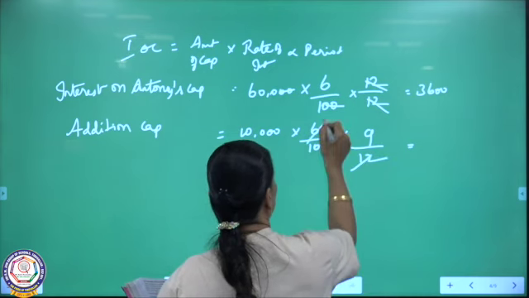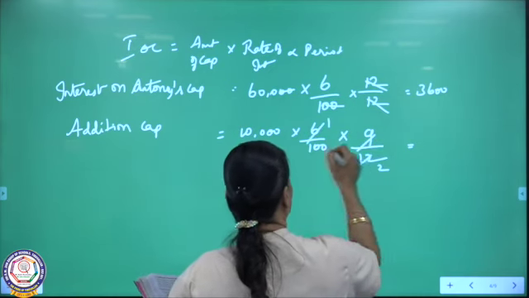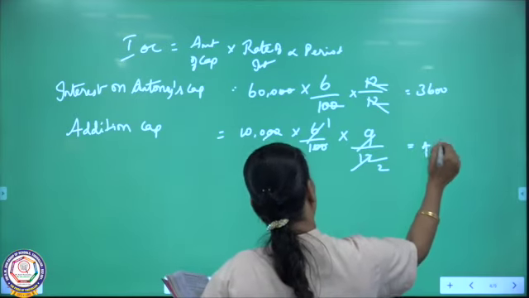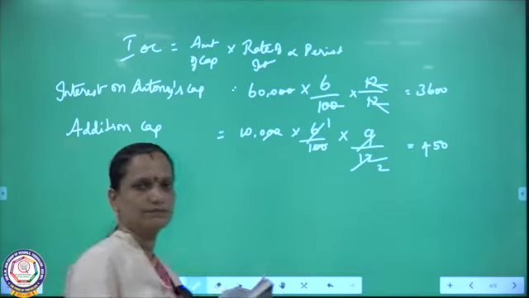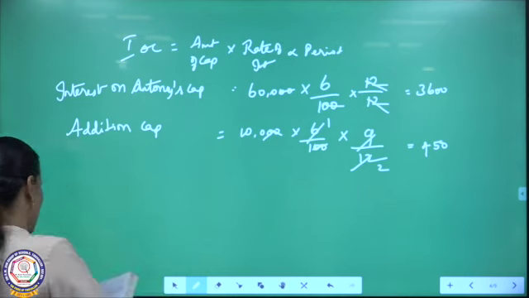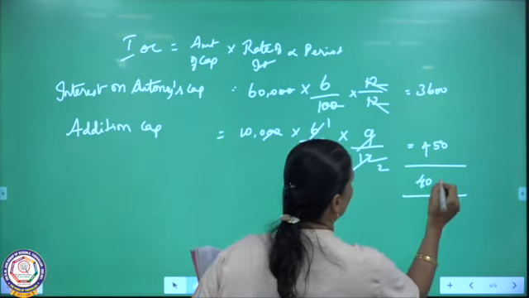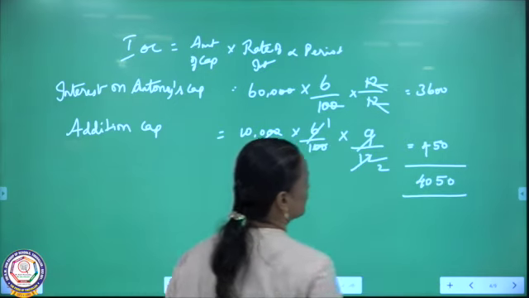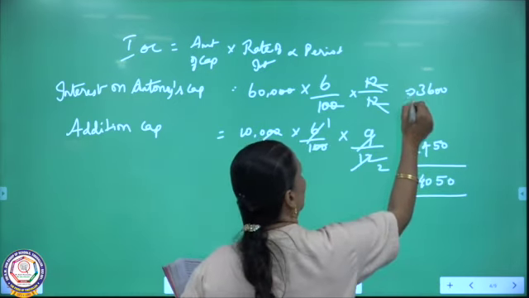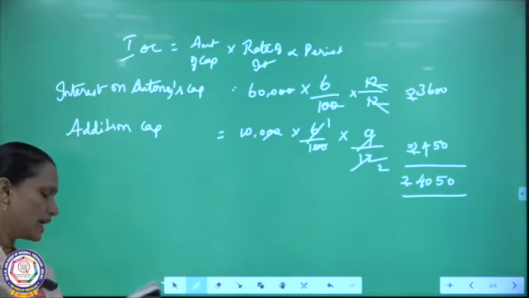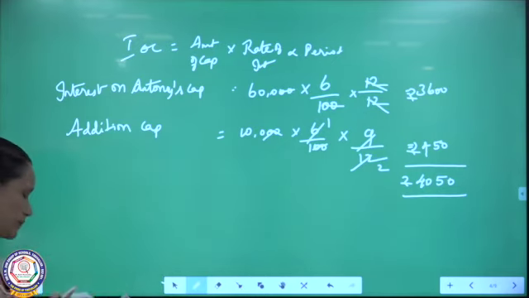So, 450 rupees we will be getting. And then you have to add both the things. So, 4,050 rupees you got. It's very important. And then Akbar's capital we have to prepare.